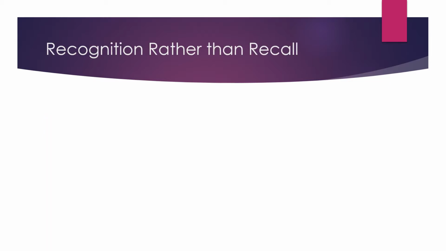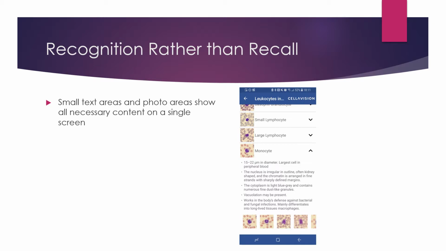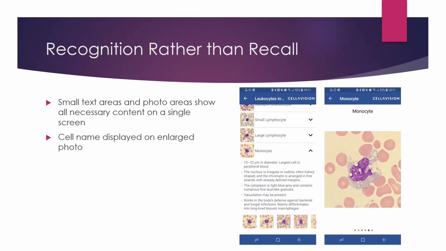Recognition rather than recall. So here, there are some small text areas and photos. They show all of the relevant content. So here, we're looking at a monocyte. It gives you everything that you need to know. It's on a single page. You can scroll through the photos, but it's just a really limited, concise amount of information. And then if you click on the photos at the bottom there, it will show you an enlarged view. So this is one of the monocyte pictures that's within that cell view.